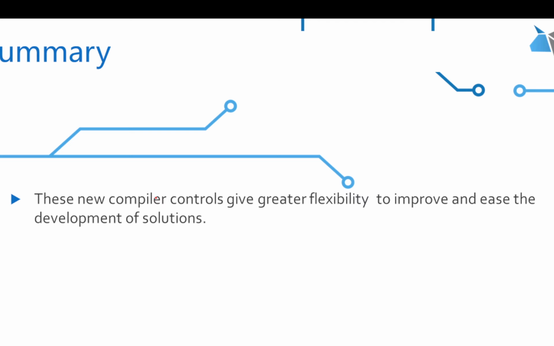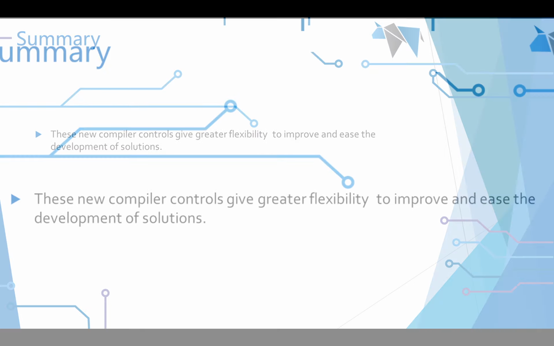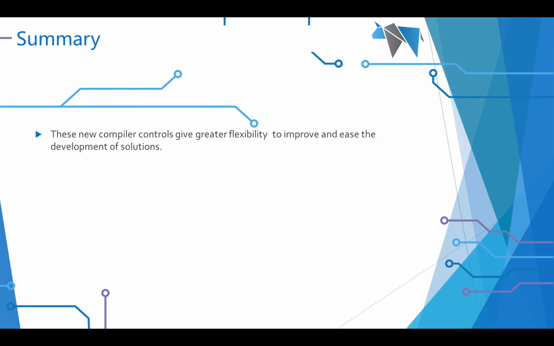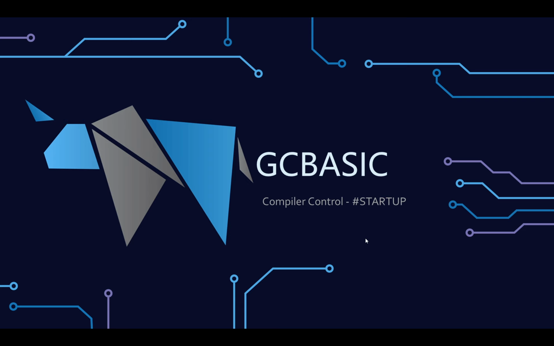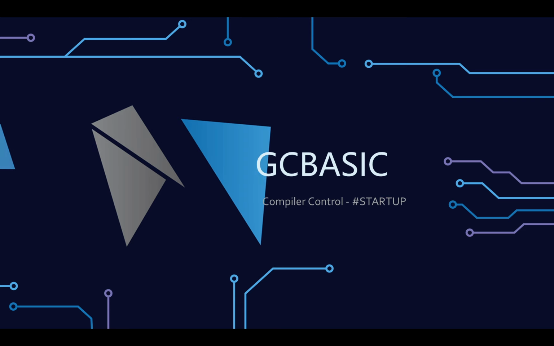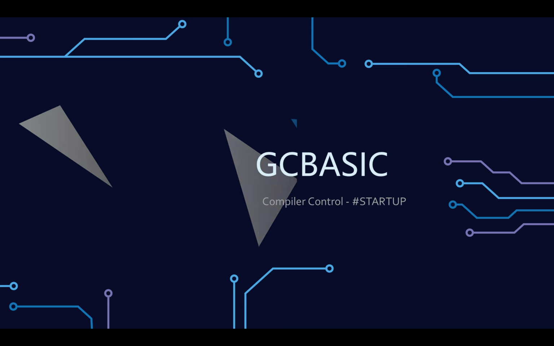So, summary. New compiler controls give you absolutely unbelievable flexibility to improve and ease your development of solutions. You can leave the libraries as they are. You can then write your own routines and redirect as you see fit. As I said, this is after build 1449. Enjoy greater compiler control with GCBASIC.